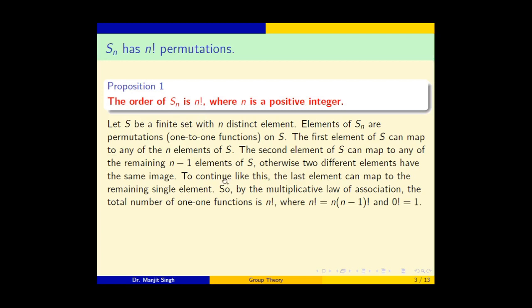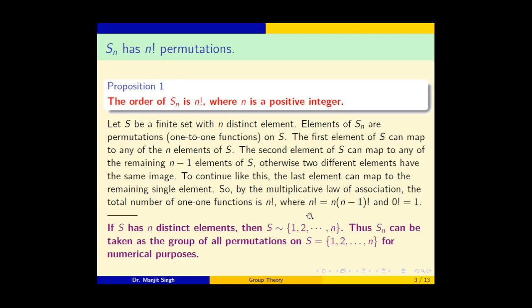We have already discussed that Sn is the symmetric group of degree n, and now we have described that it has n factorial elements. If S has n distinct elements, then S is equivalent to the set of the first n natural numbers, and therefore Sn can be taken as the group of all permutations on that set instead of some arbitrary set with n elements.